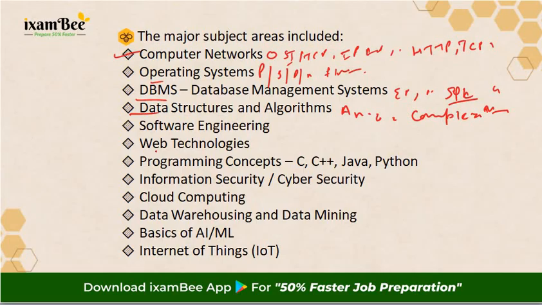Now let's come to software engineering. This is a conceptual topic and very scoring. The questions are basically from the SDLC models, in which the most important models are the waterfall model, agile model, and spiral model. Other than this, you can focus on testing techniques like black box testing and white box testing, and project management concepts like the COCOMO model. So basically, focusing on the testing types and the phases of the SDLC model will be enough in software engineering.